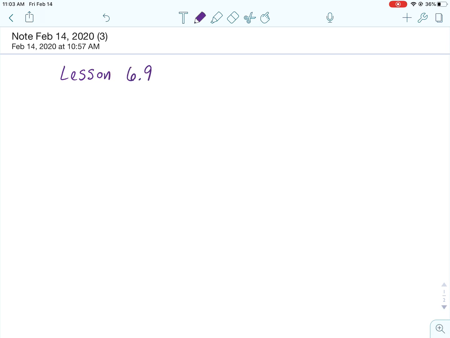All right, so this is lesson 6.9, day 2. And this is going to be U-Substitution for definite integrals.